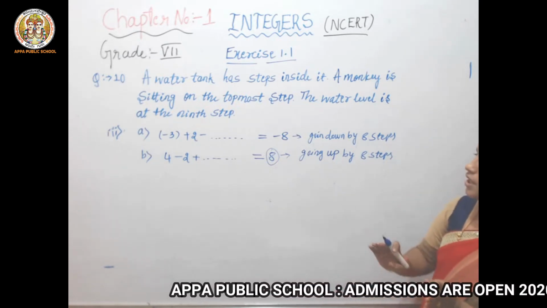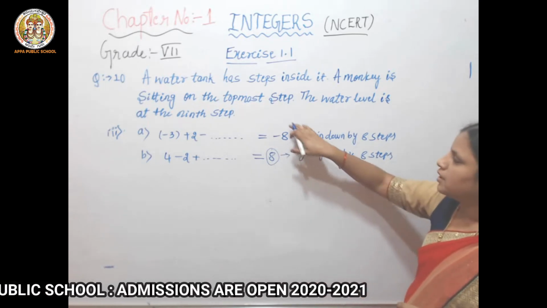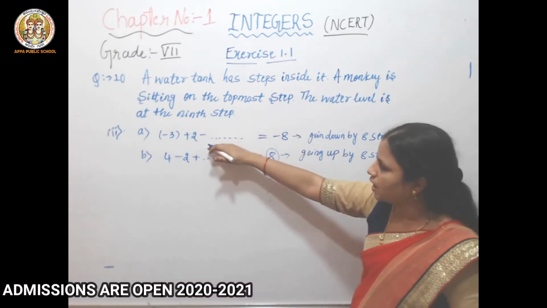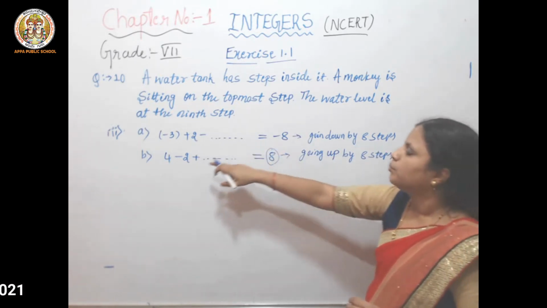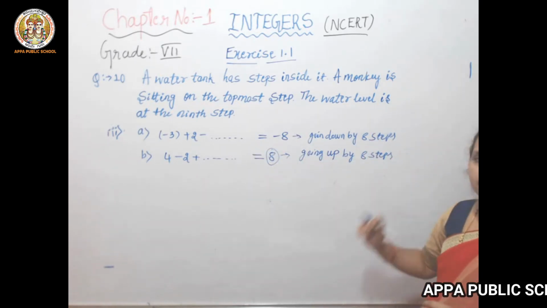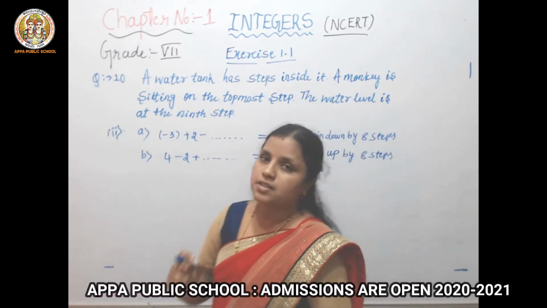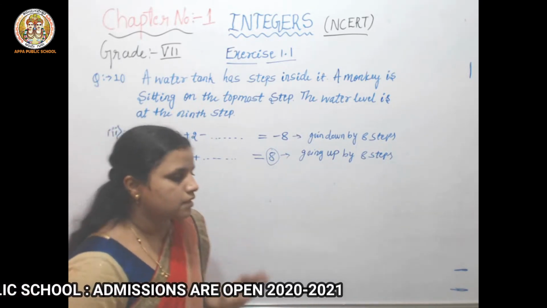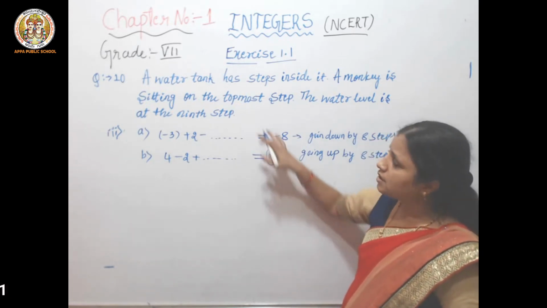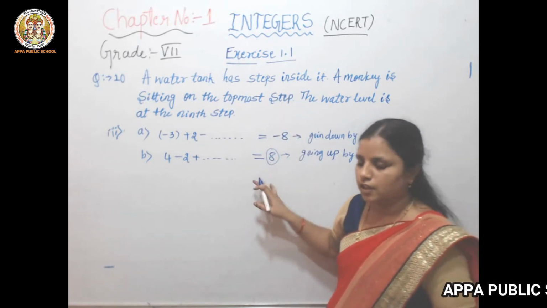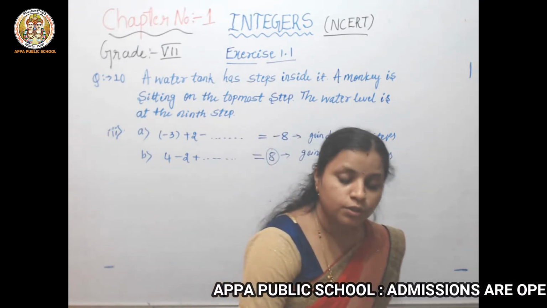So what is the question here? What does this represent in B? They asked. So already they gave that in A, minus 8 represents going down by 8 steps. So here B indicates going up by 8 steps. So with this we completed exercise 1.1. Exercise 1.1 includes a total of 10 problems. This 10th problem is very important. Then next we will move to exercise 1.2.